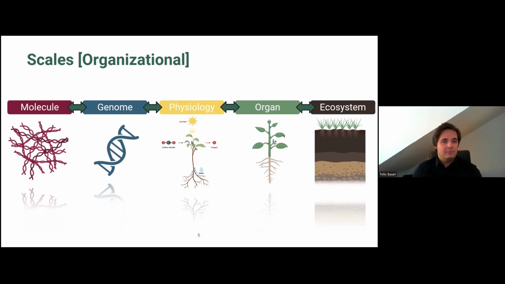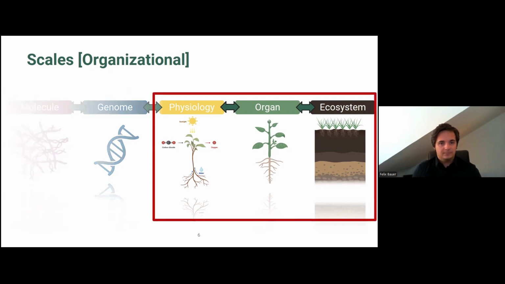In the group where I did my PhD, we mostly modeled on the organ scale, but we can also upscale a bit to the multi-plant scale, which is then basically a field, which gives us certain insights into the ecosystem. And because we are using functional structural plant models, we are also able to incorporate physiological aspects through the functional modeling part.